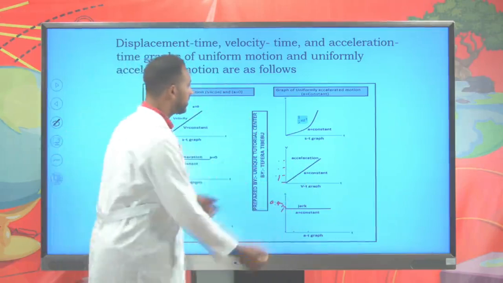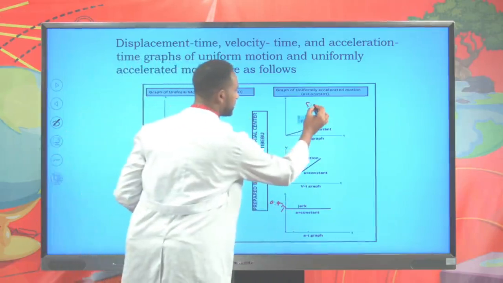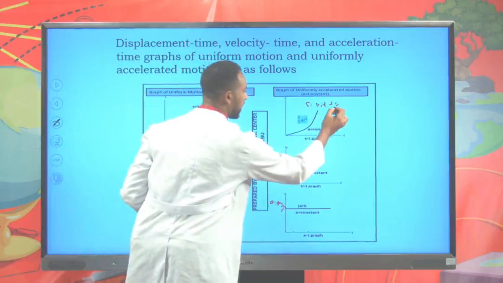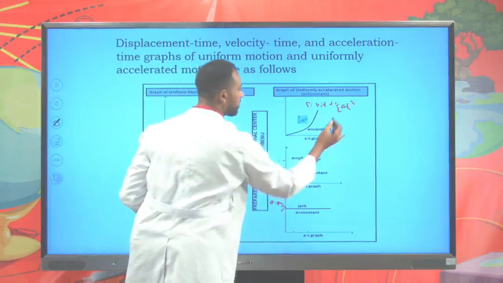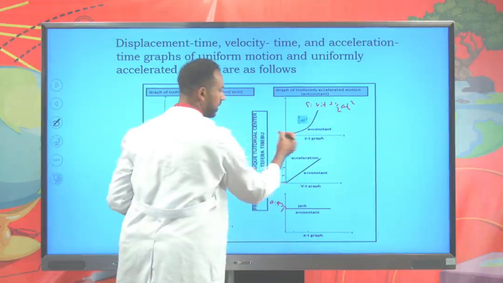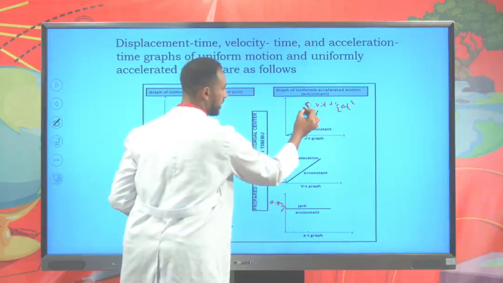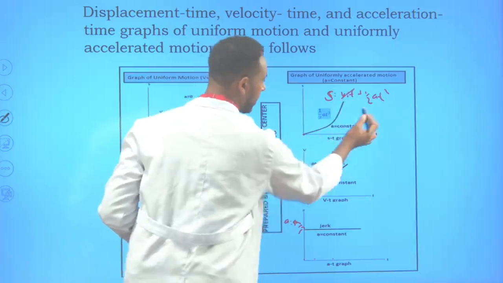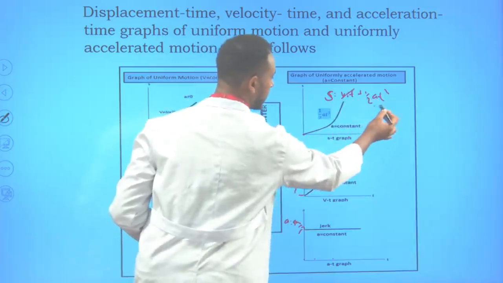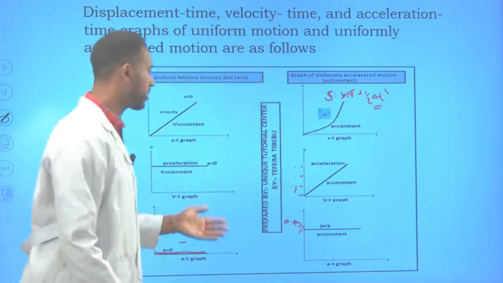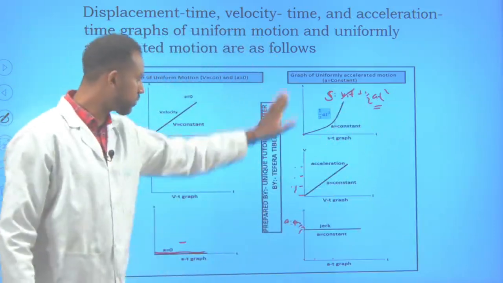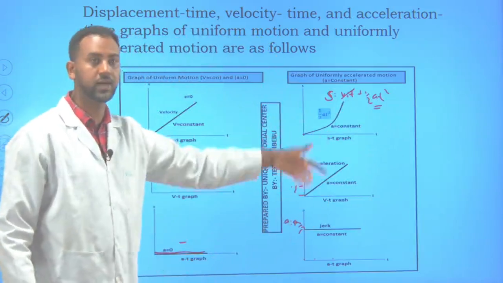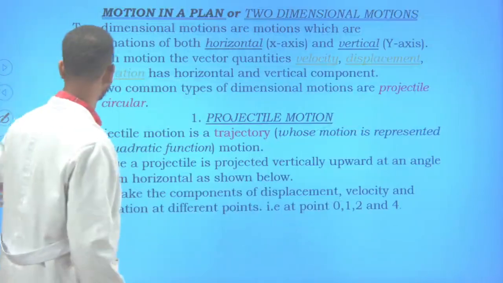The same is true here. We have displacement s equals initial velocity times t plus half a t squared. We have a parabolic relation for displacement s. If the initial velocity is 0, you can put 0 here, leaving 1 over 2 a t squared. It shows you a parabolic relation. So this is true for a uniform motion, and this is true for a uniformly accelerated motion.